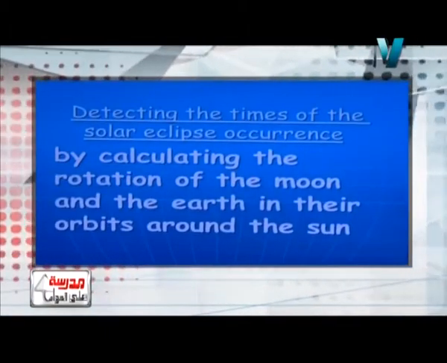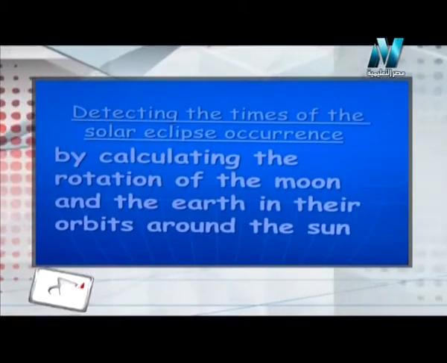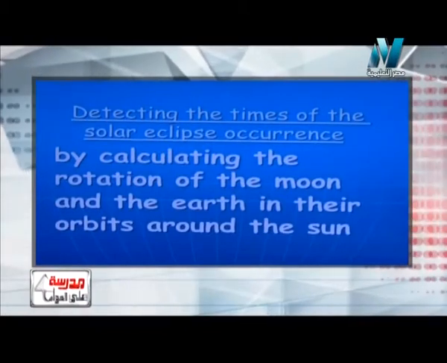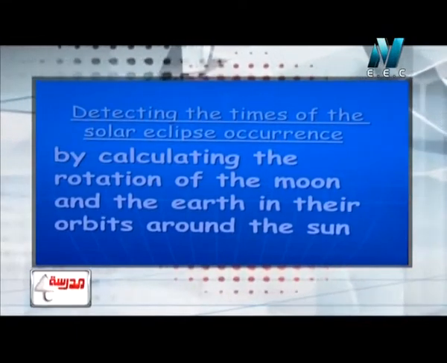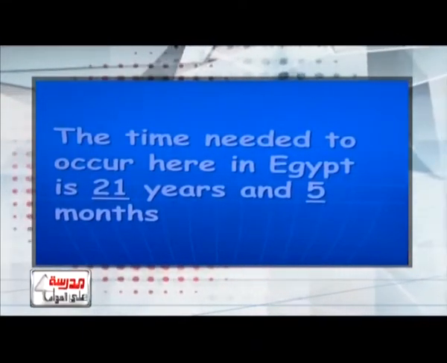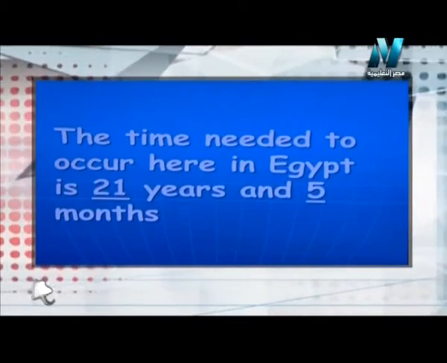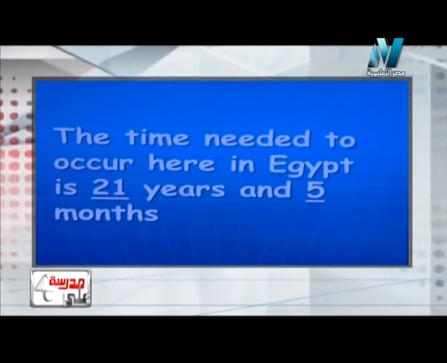Okay, so to detect the times of solar eclipse occurrence by calculating the rotation of the moon and the earth in their orbits around the sun, we can say that the time required for this phenomenon to occur is 21 years and 5 months. So now we have a caller from El Fayoum, our dear friend Bassam.